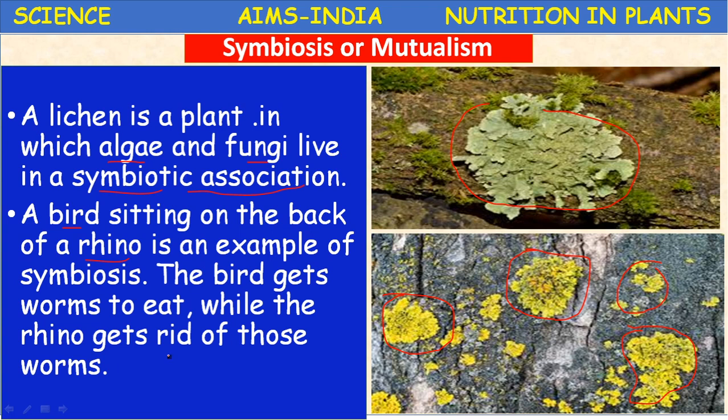Okay. So the plant provides shelter and nutrients to the bacteria, and the bacteria provide nitrogen, an important nutrient for the synthesis of proteins in the plant. So such kind of association is called mutualism or symbiosis. Okay. Here what are the examples we have studied? One is lichen, another one is rhino and bird, another one is the groundnut plant.